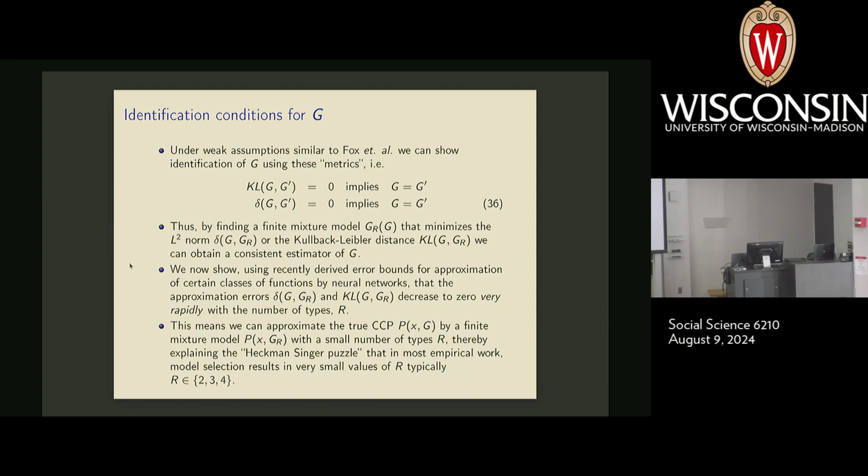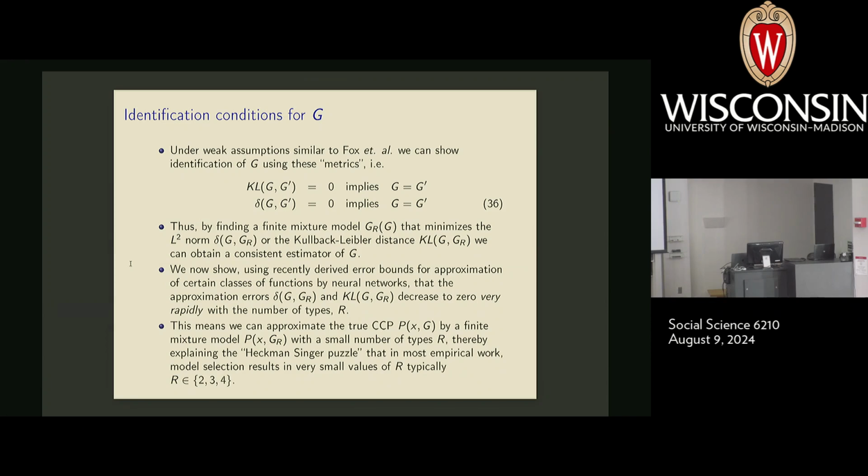But the idea I'm going to show now is that recently derived error bounds on the approximation error of certain classes of functions by neural networks show that these approximation errors decrease to 0 very rapidly, okay? In other words, I'm not quite setting these to 0, but I'm finding that G of R is very close to 0. Both of these are very close, and if these are very close to 0, I should be very close to G. Okay?